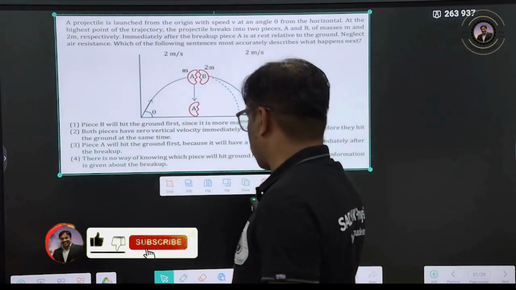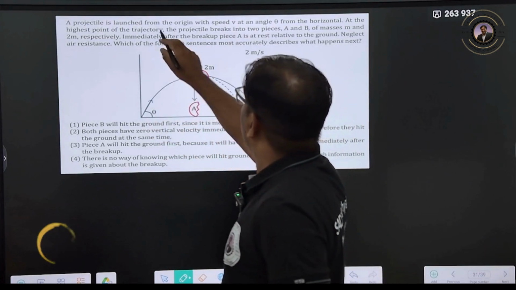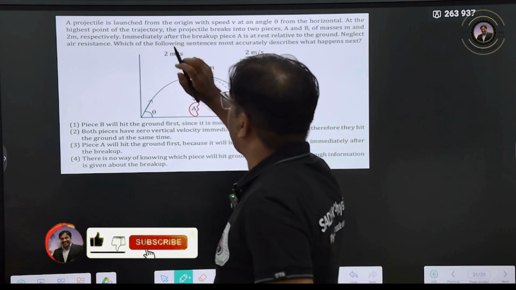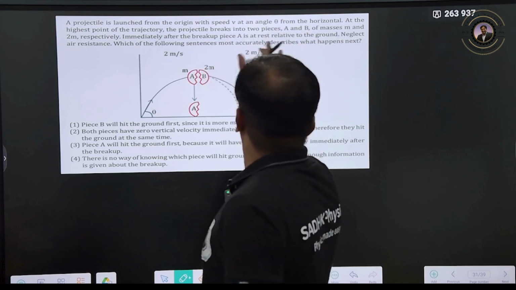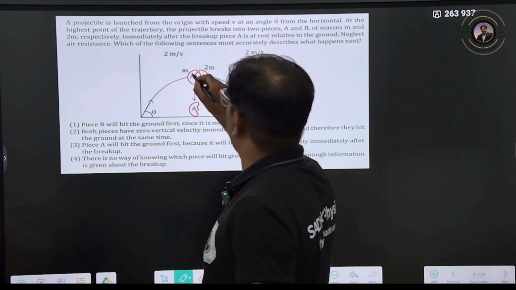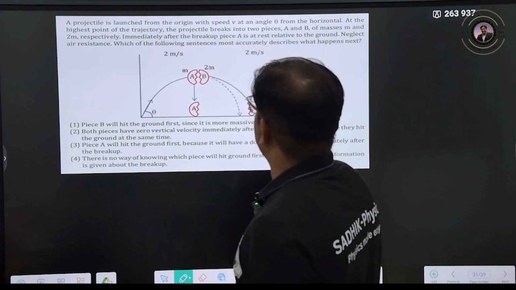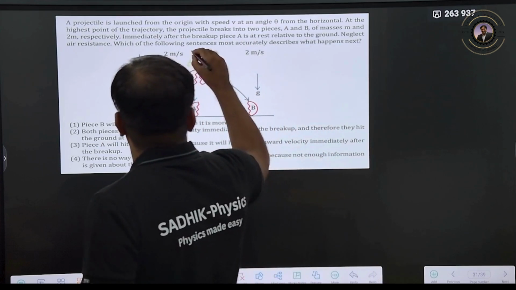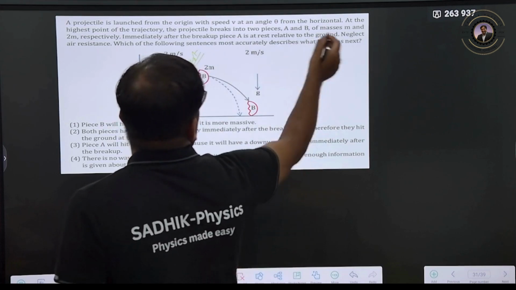this is one theory question. Let us see, a projectile is launched here, with some speed and making an angle at this point. At the highest point of the trajectory the projectile breaks into two pieces, A and B. The mass of these is m and 2m respectively. Immediately after the break, piece A is at rest, that means not moving relative to the ground.